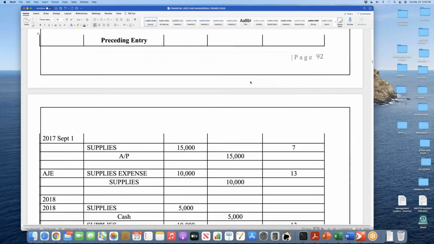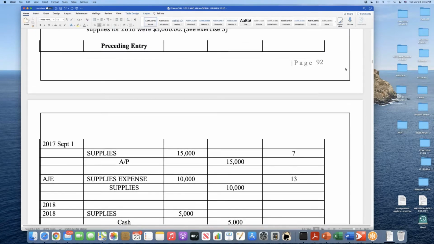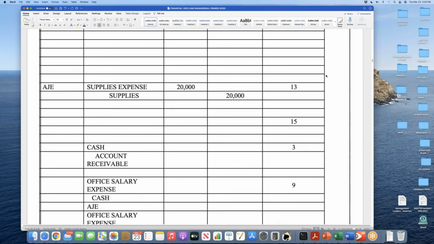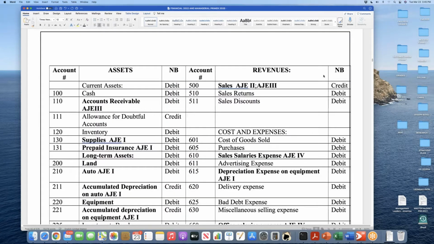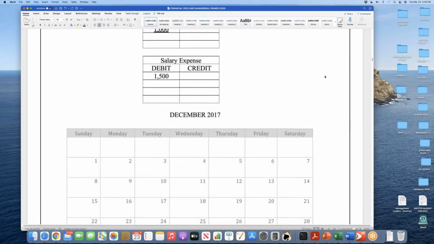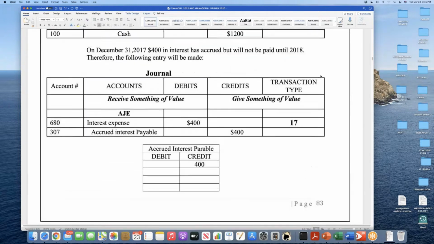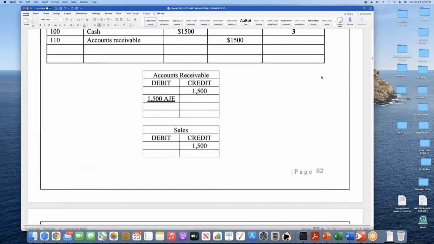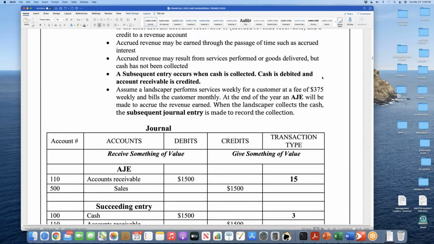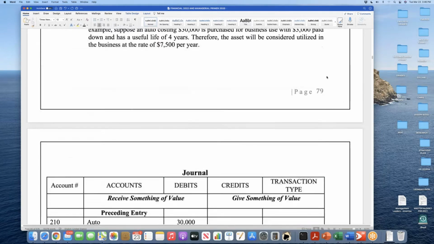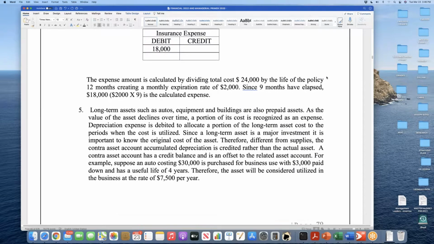Let's look at one more type of prepaid expense, excuse me. What do you know about your car and what happens each day and each year? It depreciates. It goes down in value.